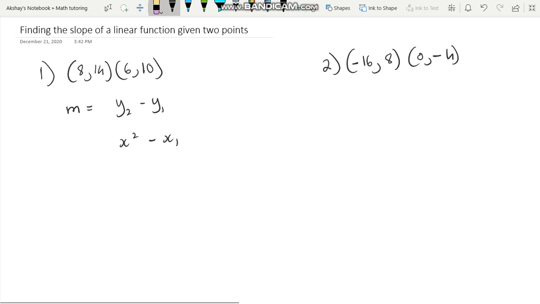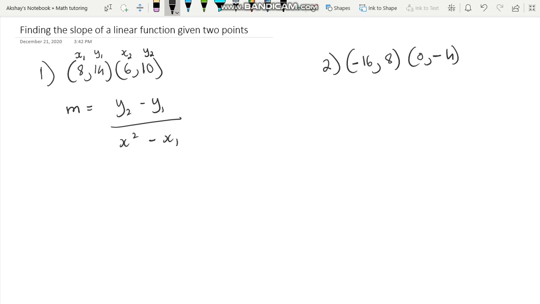Now, it might seem a little absurd. What is y2? What is y1? It's very straightforward. X1 is our first x value, which will be 8. Y1 is our first y value, which is 14. X2 is our second x value, which is 6. And Y2 is our second y value, which is 10.